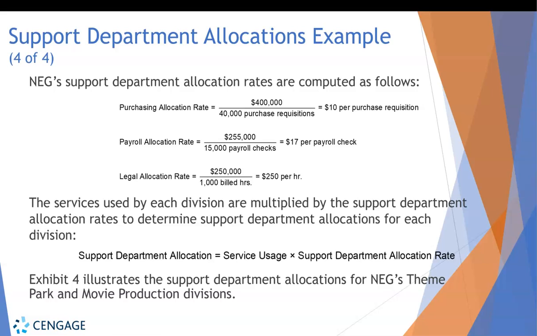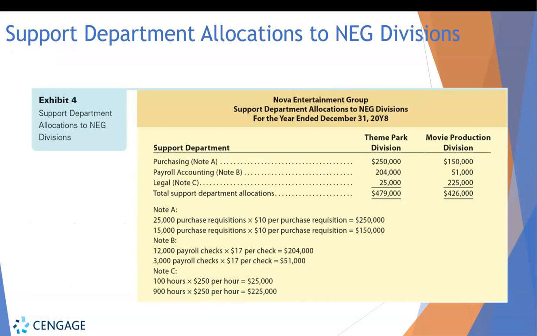So those services used by these divisions get multiplied by the support department allocation rates to determine the support department allocation. As we're going to see in this next slide, here is how the support department allocations for this division play out.